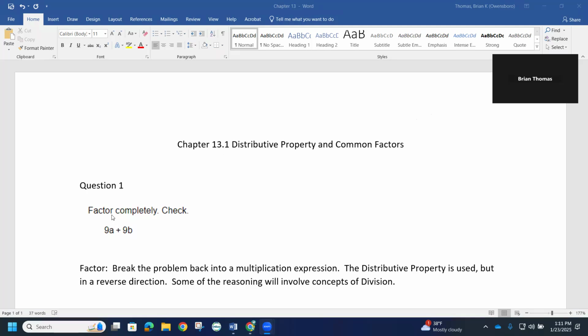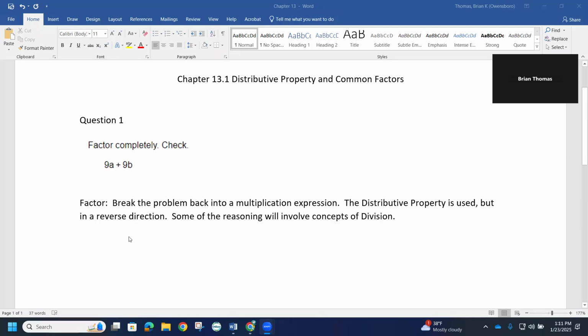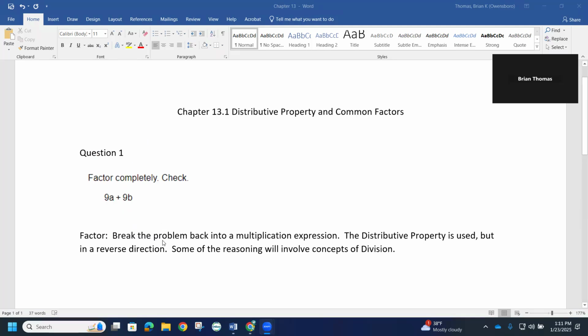So our first question says factor completely and check. So we have the expression 9a plus 9b. To factor it basically means we want to break the problem back into a multiplication expression. The distributive property is used, but in a reverse direction. Some of the reasoning we're going to be using is going to actually involve more of a concept of division. So in our problem, to factor, notice how we have two terms.